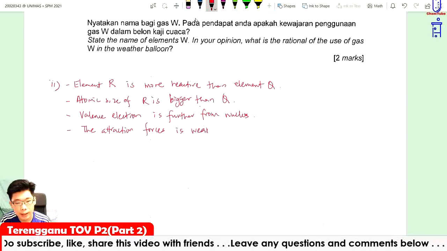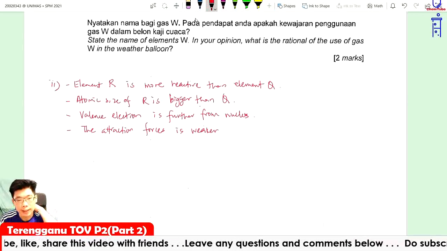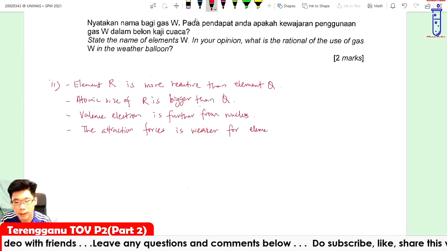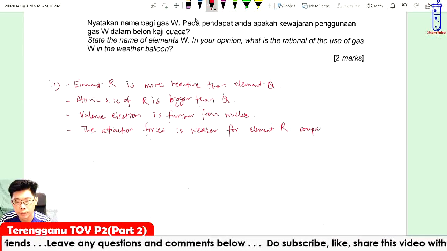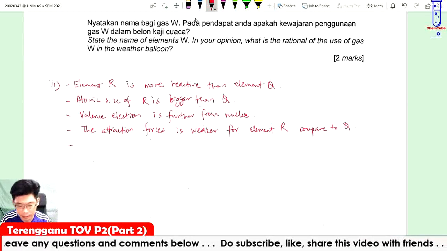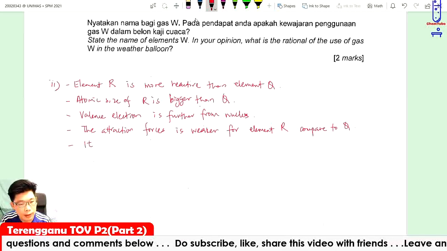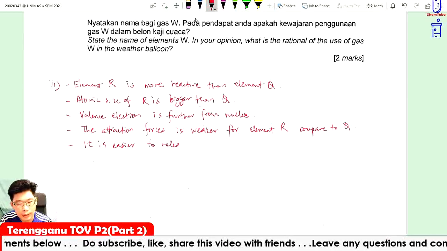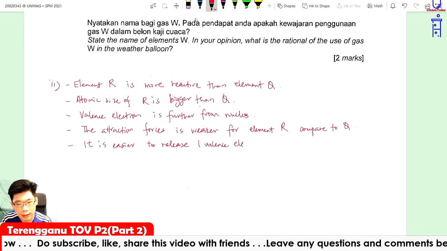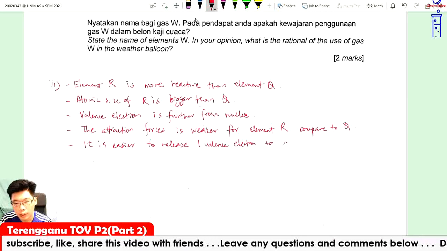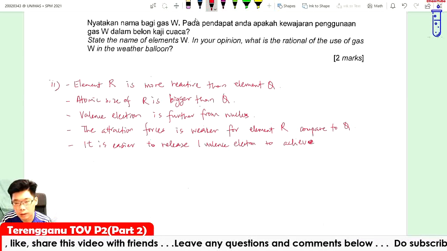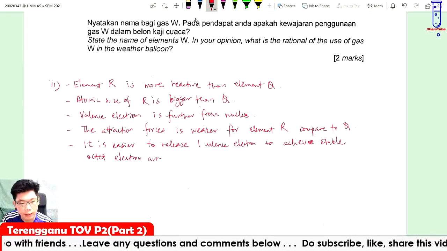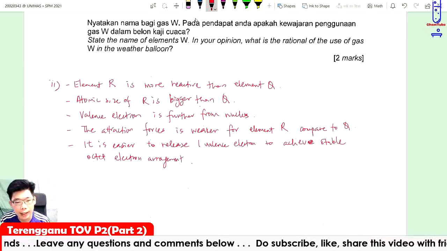Okay, so if valence electrons is further from nucleus, okay, then the attraction force is weaker, okay, because the distance is further, right? Okay, for element R, okay, compared to Q. Okay, then it is easier, okay, to release 1 valence electron, okay, to achieve stable octet electron arrangement, okay, for element R compared to Q.